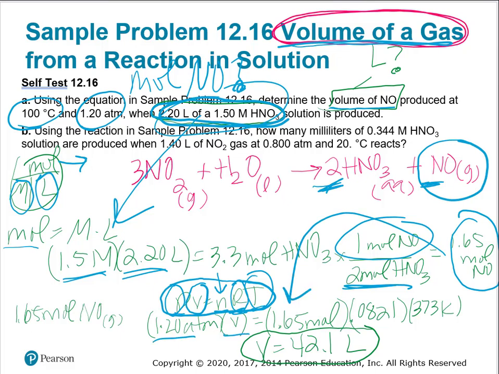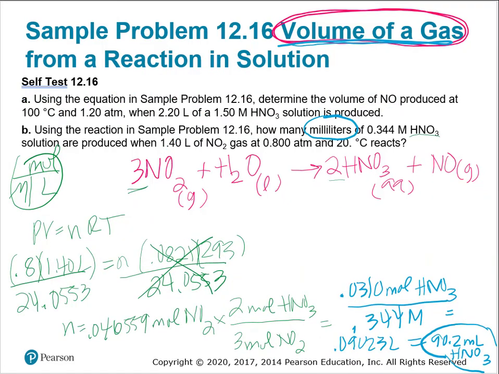So PV equals nRT. My R is 0.0821. That's the one that has atmospheres in it. And I took that 100 degrees Celsius and added 273, so 373 Kelvin. Divide this whole right side by 1.2 to get V by itself. And I got 42.1 liters of gas.